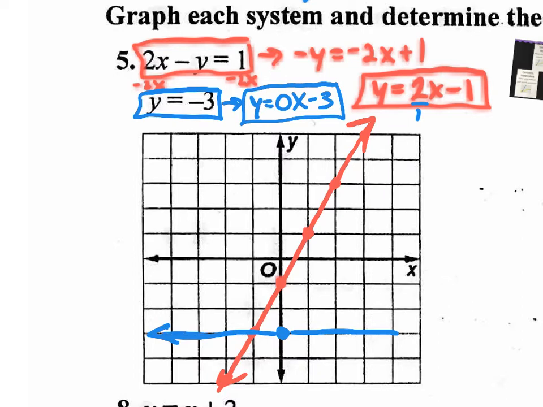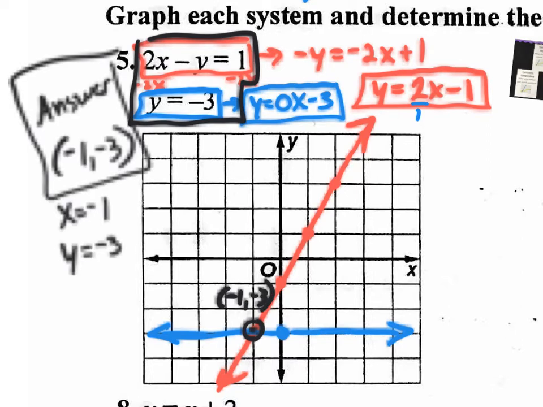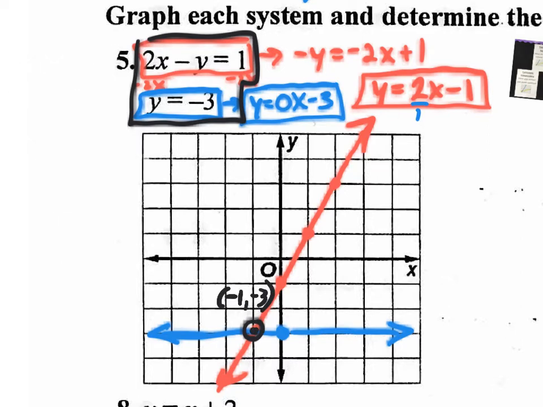So when I look at my red line, which is right here, this red line represents all the answers of the top equation. When I look at my blue line right here, the blue line represents all the answers of the bottom equation. And when I'm trying to find that one answer that works for both, I'm really looking for the point of intersection, which is right here. Now, what is that location? So negative 1, negative 3 is that location. So that's your solution, negative 1, negative 3.